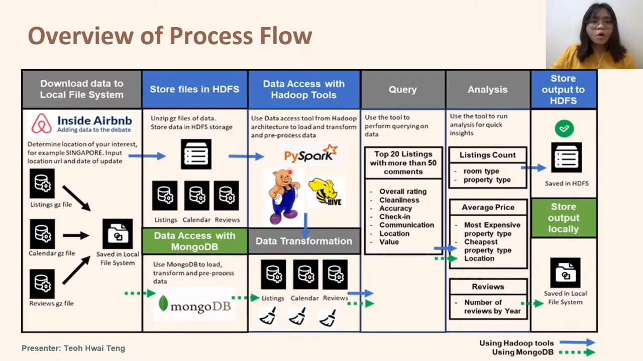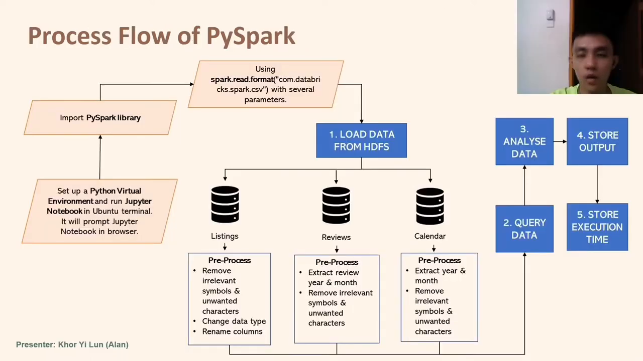This diagram shows the overview of the process flow of our data pipeline. We wrote a shell script to automate the process of downloading Inside Airbnb data to the local file system, taking Singapore data for demonstration purposes. This process is generalized for other location data, and the data is unzipped before storing into HDFS. Then we use MongoDB and also other Hadoop tools such as PySpark, Hive, and Pig to carry out the data transformation, querying, and also running of analysis. So I'll take over to talk about the process flow of PySpark.